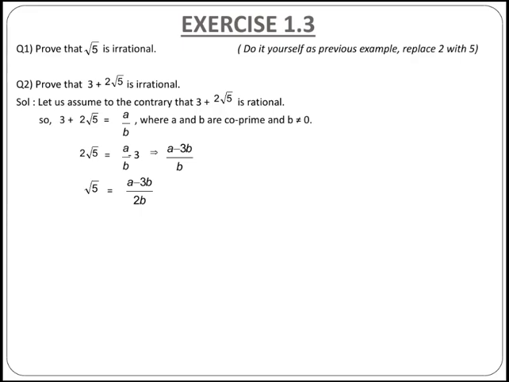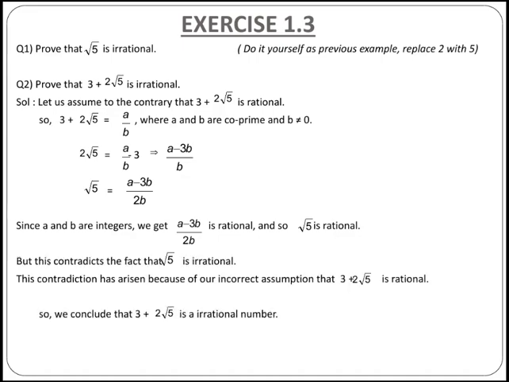Now here we are seeing that root 5 is an irrational number, we already know, but here we are seeing that a and b are integers. So we are getting (a minus 3b) upon 2b is rational, and it is equal to root 5. That means root 5 is also rational. But this is a contradiction to the fact that root 5 is irrational, and this contradiction has arisen because of our incorrect assumption that 3 plus 2 under root 5 is rational. So we conclude that 3 plus 2 under root 5 is an irrational number.